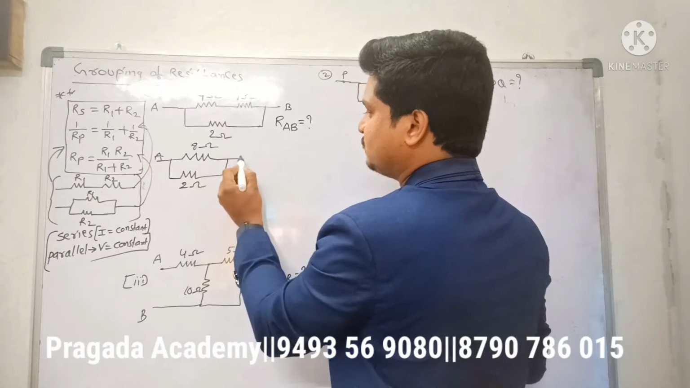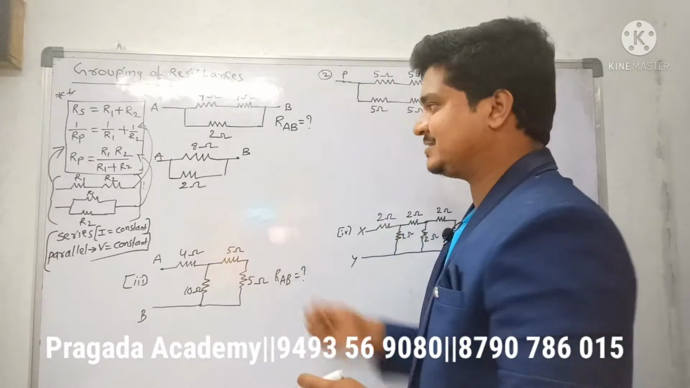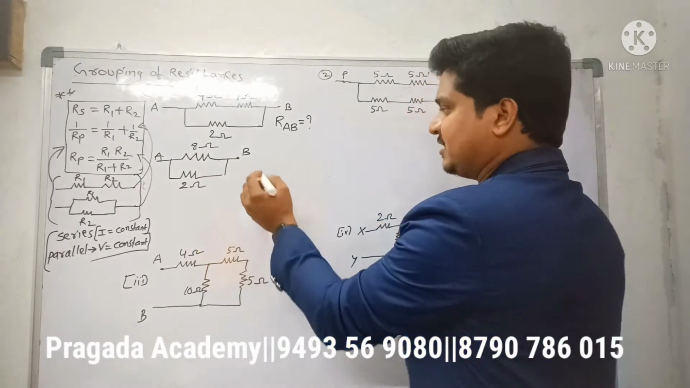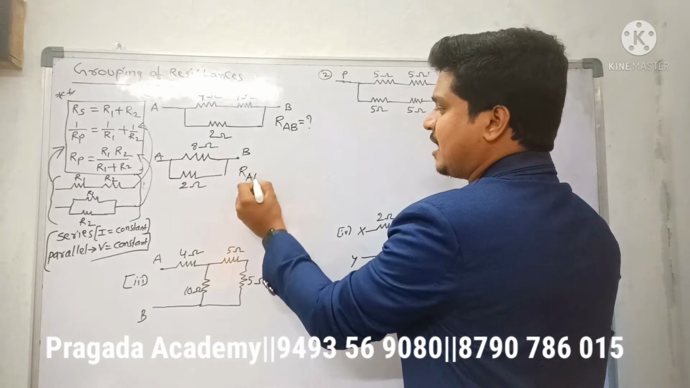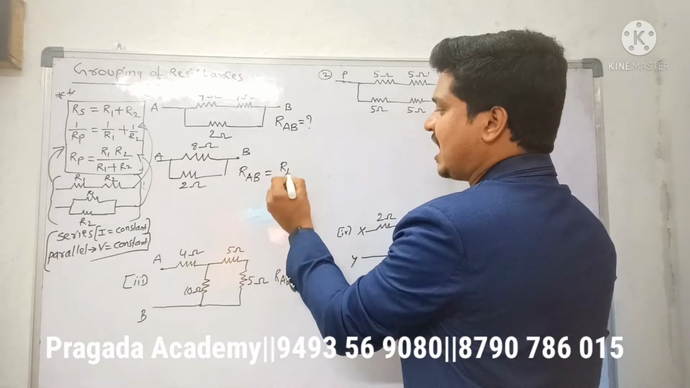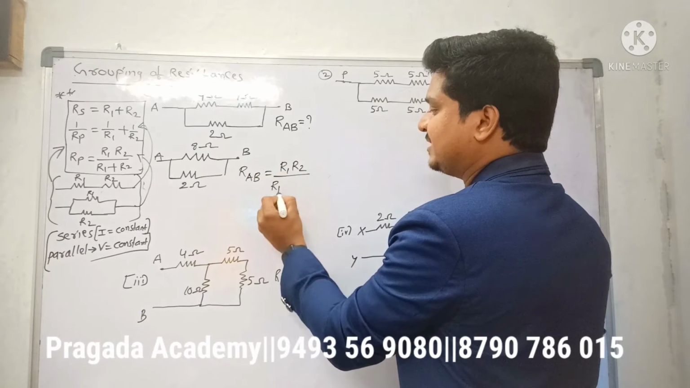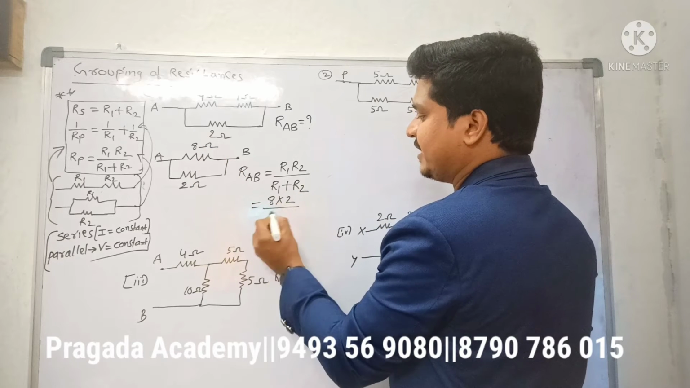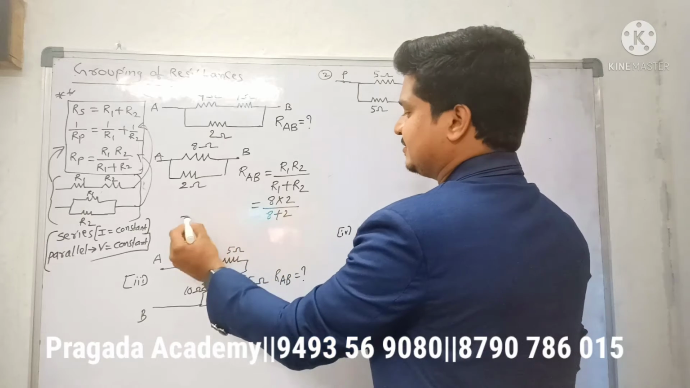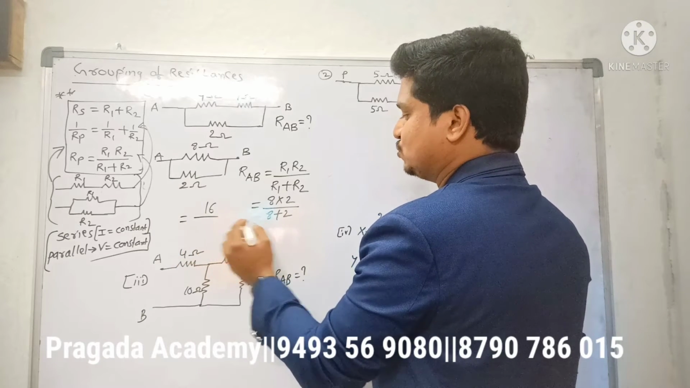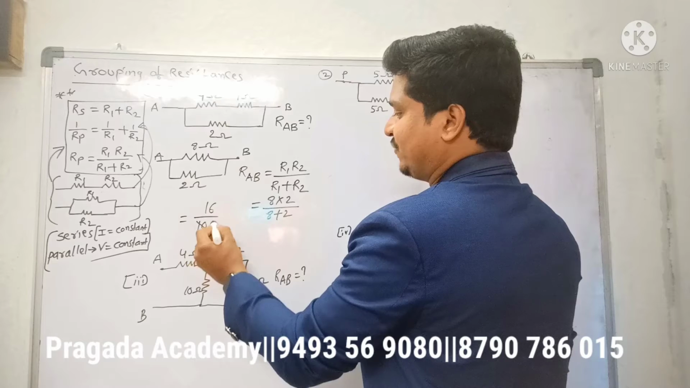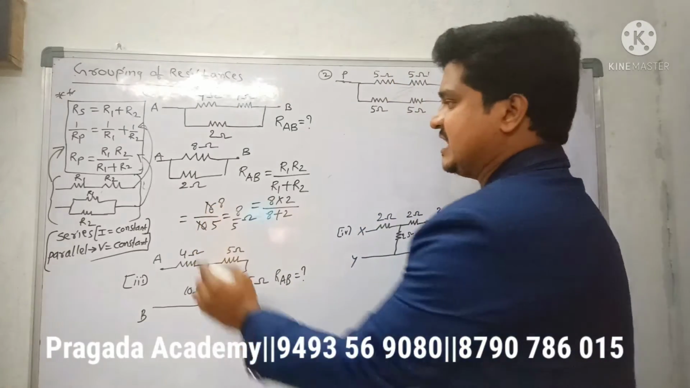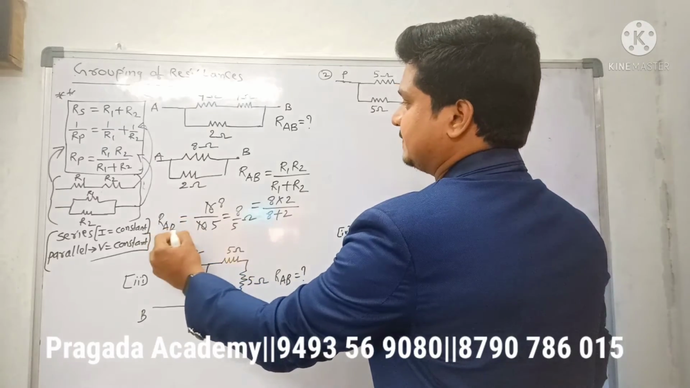So this will be A, this will be B. If you observe this circuit diagram, here 8 and 2 are in parallel, so you need to apply the formula for R parallel. RAB is equal to R1 into R2 by R1 plus R2. So here 8 into 2 by 8 plus 2: 8 2s are 16 by 10. 2 5s are 10, 2 8s are 16. You will get 8 by 5 ohm as the equivalent resistance RAB.